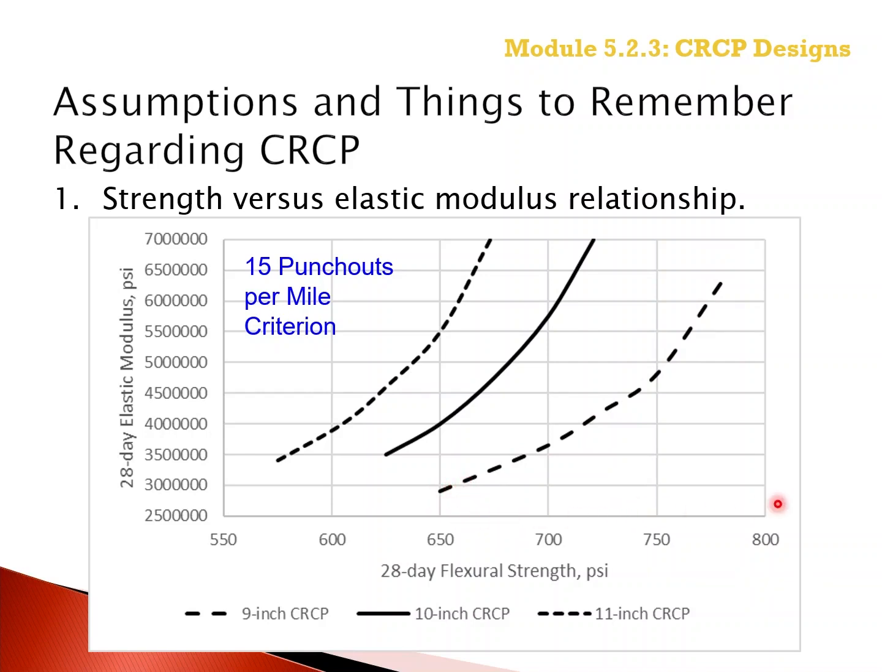So there is this internal relationship between strength and modulus at which we would predict the same amount of punch-outs for different strength modulus combinations. And that becomes relatively important, especially for agencies or organizations developing catalogs to be used in design.